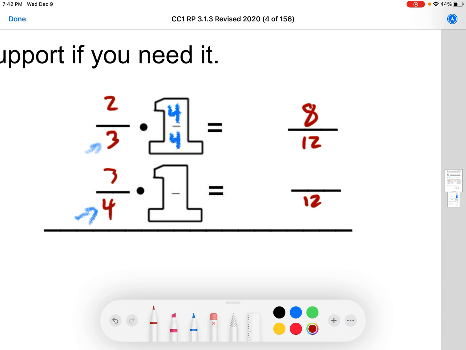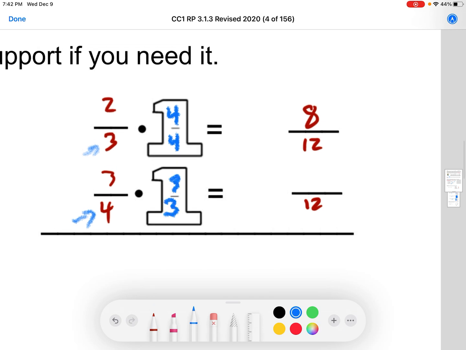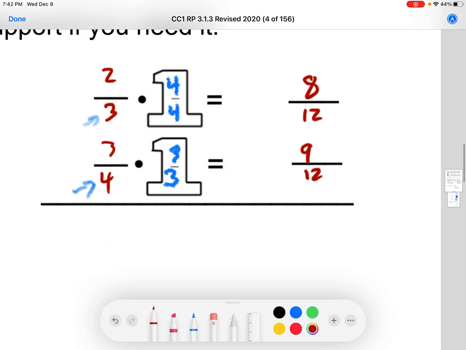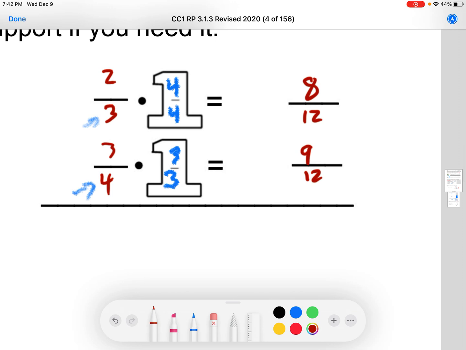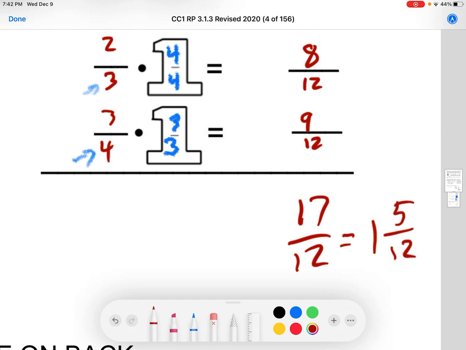Now, the bottom one has a giant 1 too, but in this case, it's 3 over 3. So 4 times 3 is 12, and in the numerator, 3 times 3 is 9. So what we've done is use those giant 1s to help us keep things organized. Now I say 8/12 plus 9/12 is 17/12, which we can also rewrite as 1 and 5/12.